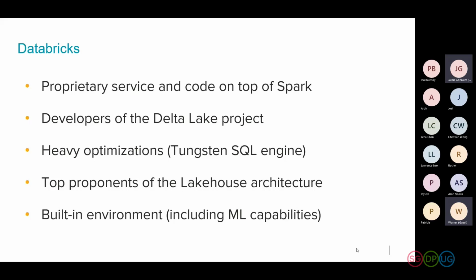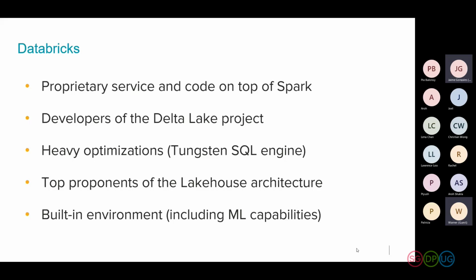And then, like I said, Databricks builds proprietary stuff on top of Spark, right? So Databricks has some heavy optimizations. For example, they created a new engine for running SQL. They call it Tungsten, which doesn't run on Java, right? It runs on C++. So it's a lot faster than the vanilla Spark SQL engine that is developed on Java.